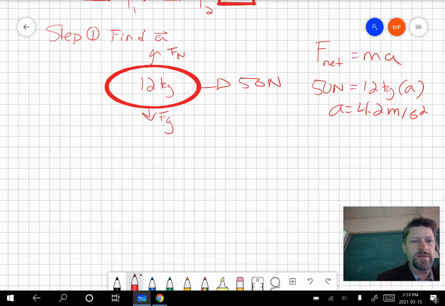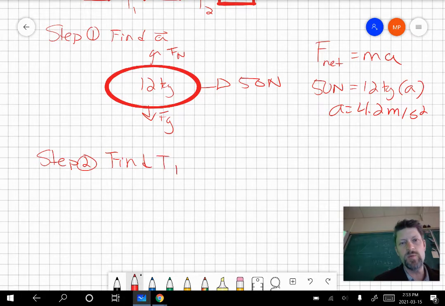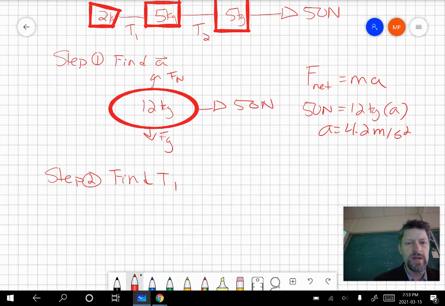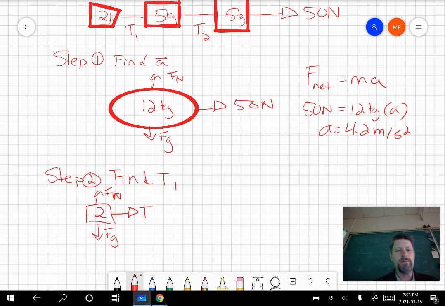Just to scroll down a bit and write step 2 is find T1 first. Actually, I need to see my other diagram there. So to find that first tension, that's the tension that is pulling just the 2 kilogram mass forward. Again, I have the normal force and the force of gravity, but they're just going to cancel each other out and not really matter. And this is T1. So then I'm going to write my net force statement again. I'm going to say F net equals mass times acceleration.